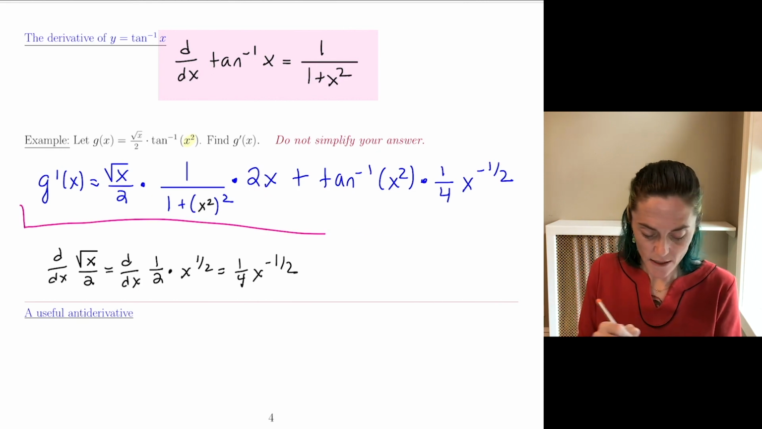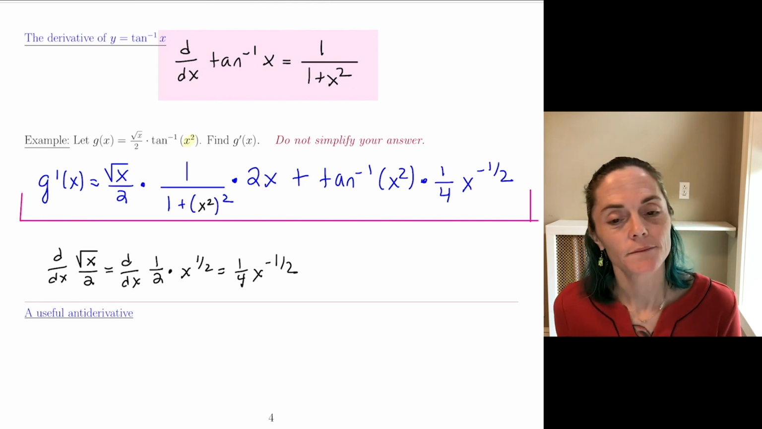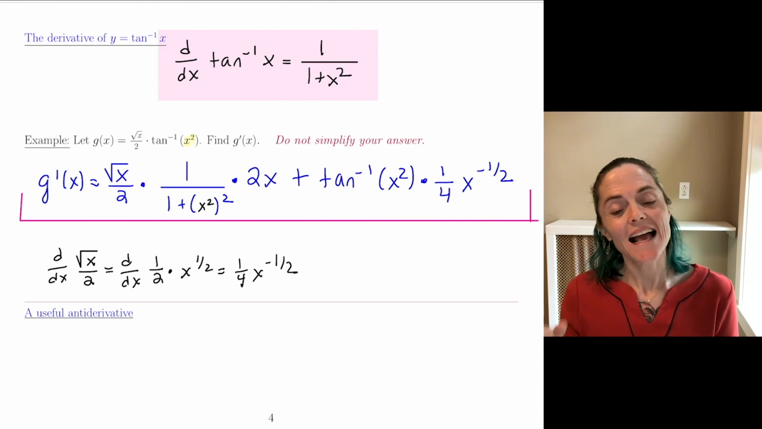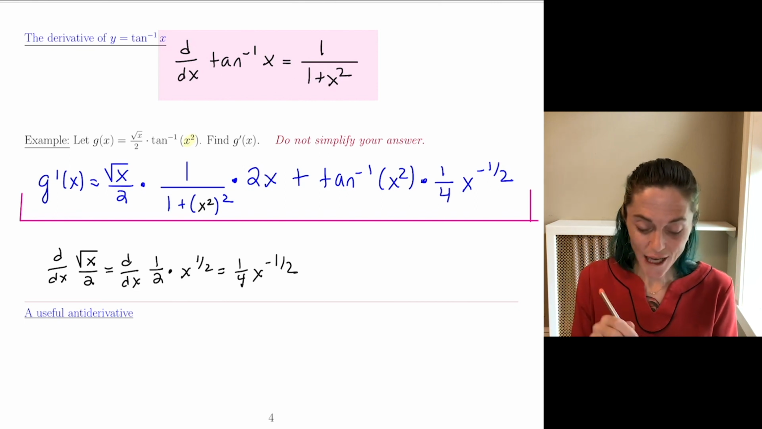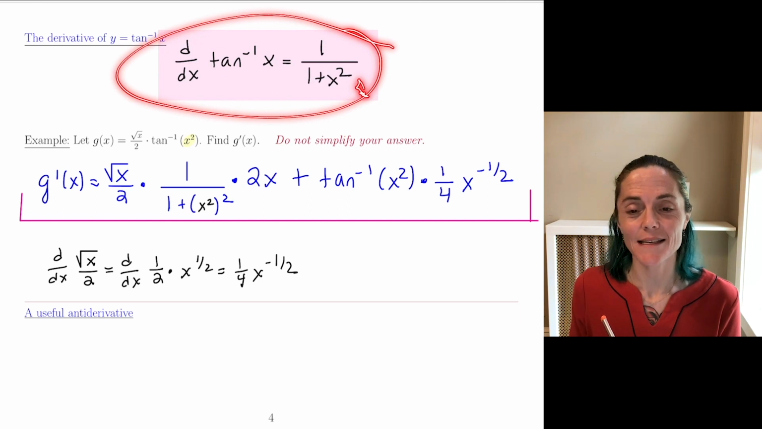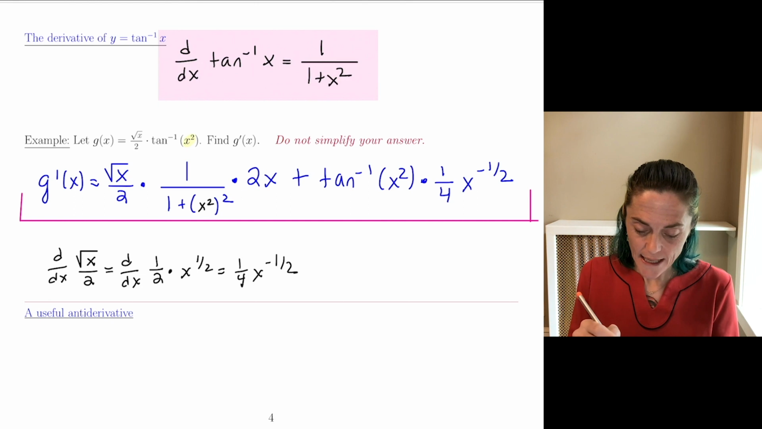This is my answer, and I did not simplify as directed. Now, as I mentioned, I'm preparing you for calculus 2, and so my interest is in antiderivatives. So let's look at this equation, and you could tell me an antiderivative by looking at this. Okay, what does it say? Well, it says the following.